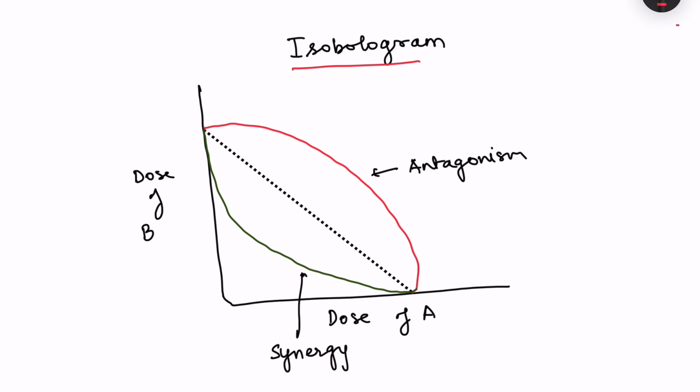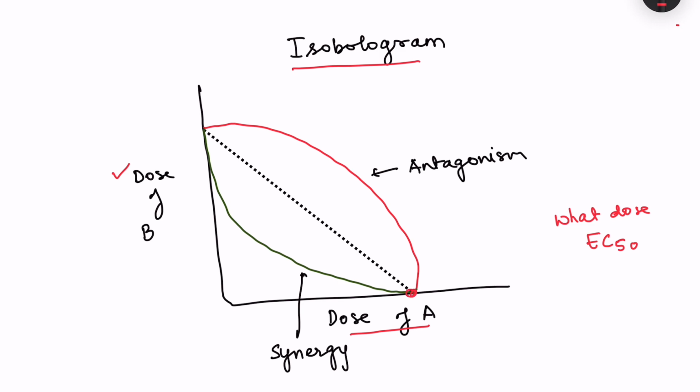So here in this graph we see on the x-axis dose of A and on the y-axis we see dose of B. Now what we do, suppose we plot at what dose these drugs will have 50% of the effect. So that is what? That is EC50. It's a concentration at which the drug is having 50% of the maximum effect.